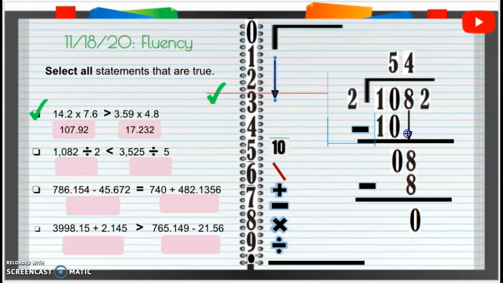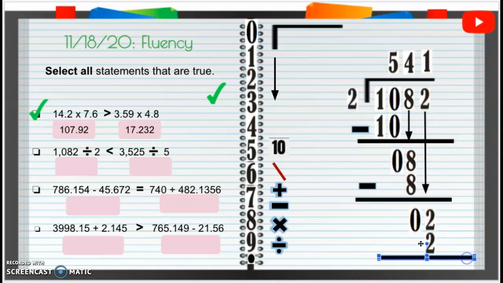Now we have to bring down that 2, though, that final 2 here. So how many times can 2 go into 2? 1 time. 2 times 1 is 2. And then when we subtract, we get 0. So there's no remainders.